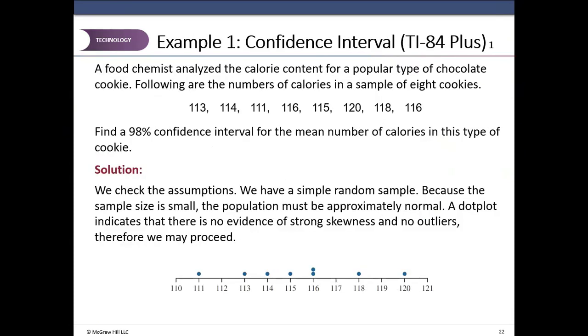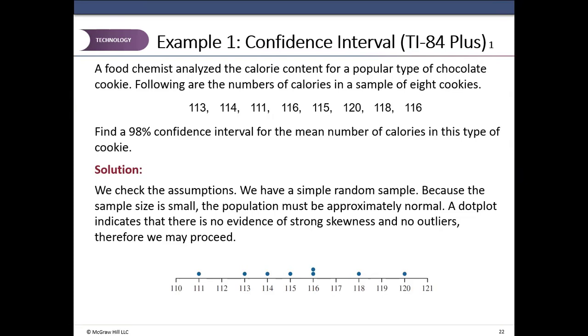Here, a food chemist analyzed the calorie content for a popular type of chocolate cookie. Following are the numbers of calories in a sample of 8 cookies, sample size less than 30. Find the 98% confidence interval for the mean number of calories in this type of cookie. First we will enter the data in L1, then we have to show that the sample came from a normal population before we can apply the methods discussed here. So we have to make a box plot.